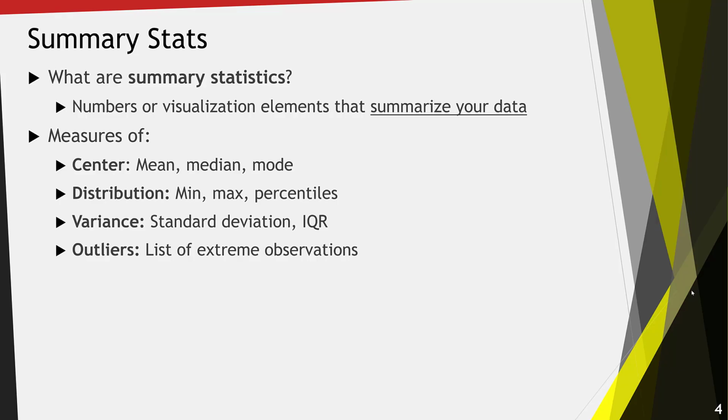These could be measures of the center of your data, something like the mean, the median, or the mode. Measures of the distribution, things like the minimum, the maximum, or percentiles of your data. Variance, common measures are standard deviation, or the interquartile range. Lastly, you might want to be able to identify outliers in your data. This would be a list of observations with extreme values in your data.